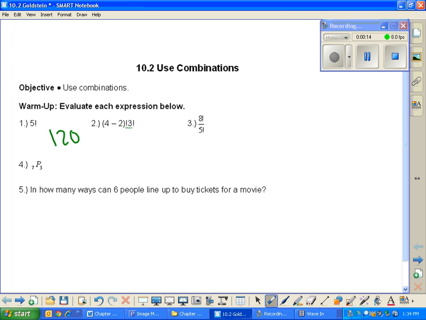Luke, you want to do number 2? Yeah, very good. And 12. 3. Yeah, go ahead, Jenna. And number 4. Go ahead, Adam. 2,520.